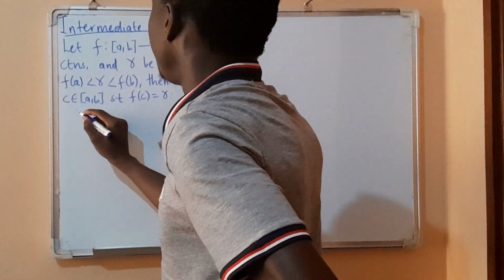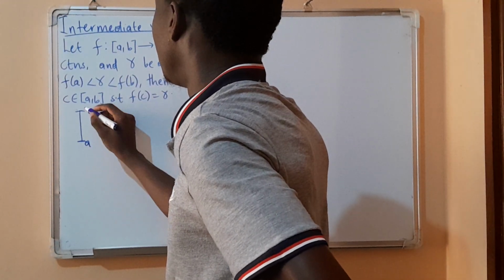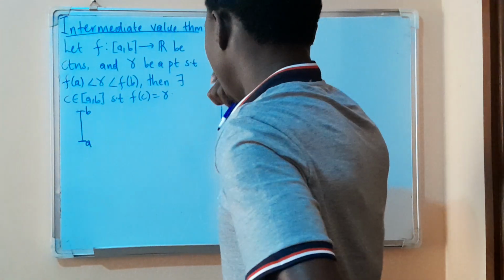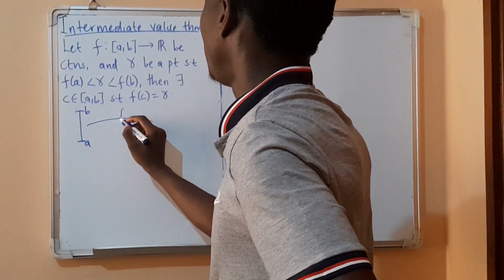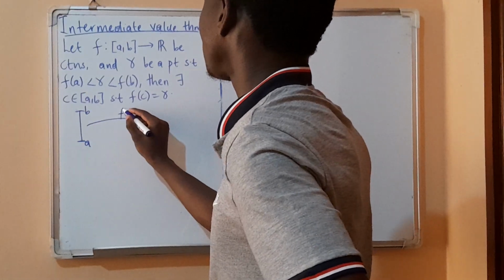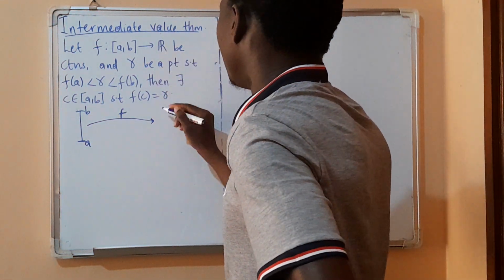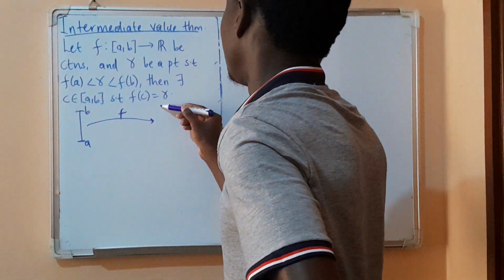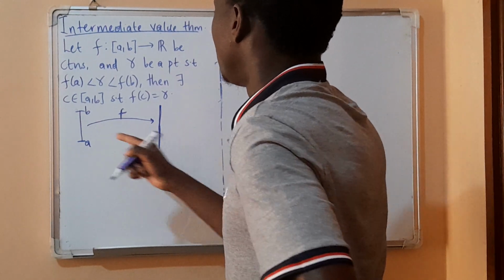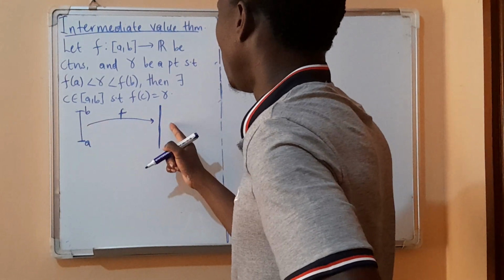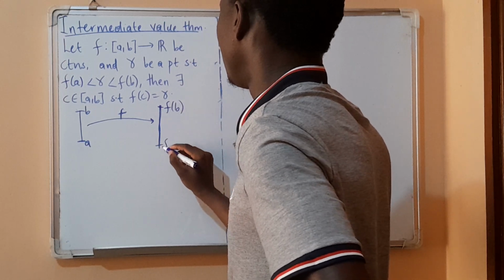We have our interval. Now this is my interval from a to b. This is the interval AB. Then we also have f. This is f mapping this interval to R, to a subset of R, which is also an interval. So here we have f takes this to the image. So here we have f of b, and this is f of a.